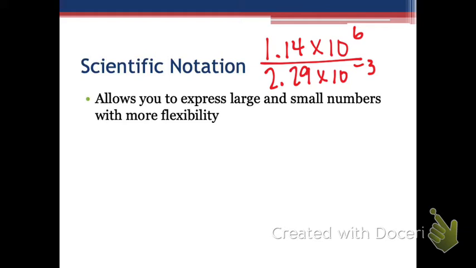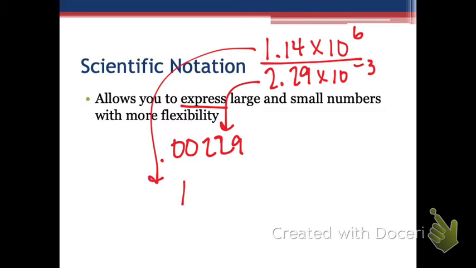Okay, very good. So what scientific notation does for us is it allows us to represent or express really large numbers and really small numbers without all these zeros. This number right here, this one would be 11412. That would be that number right there. So it allows us to express really big numbers or really small numbers with more flexibility.